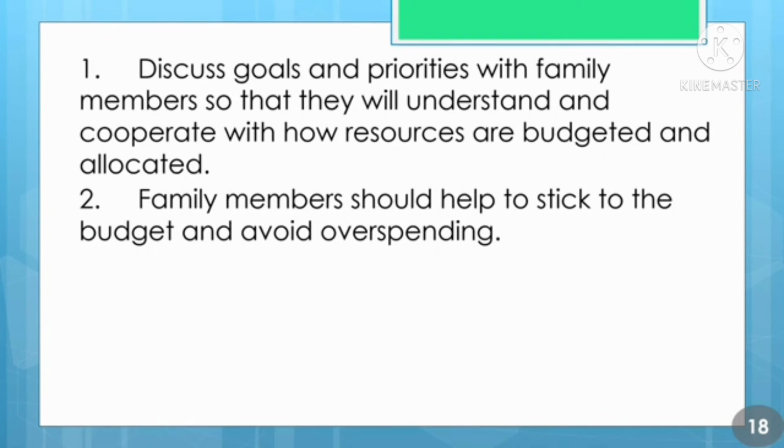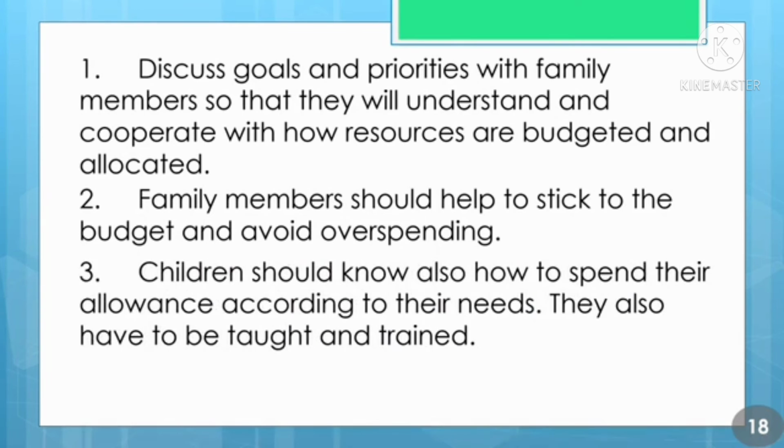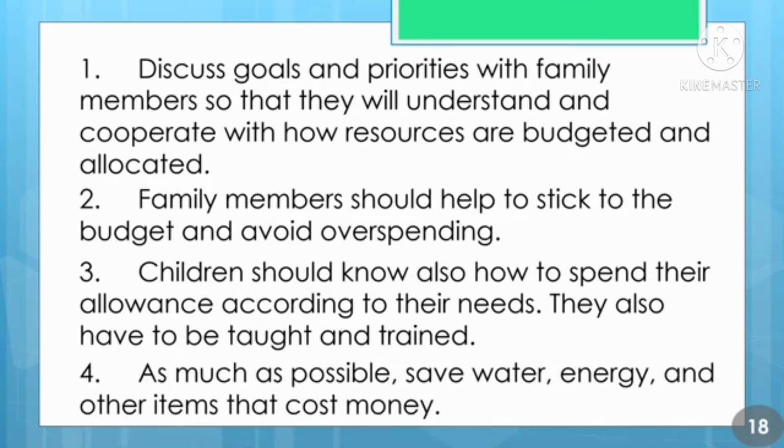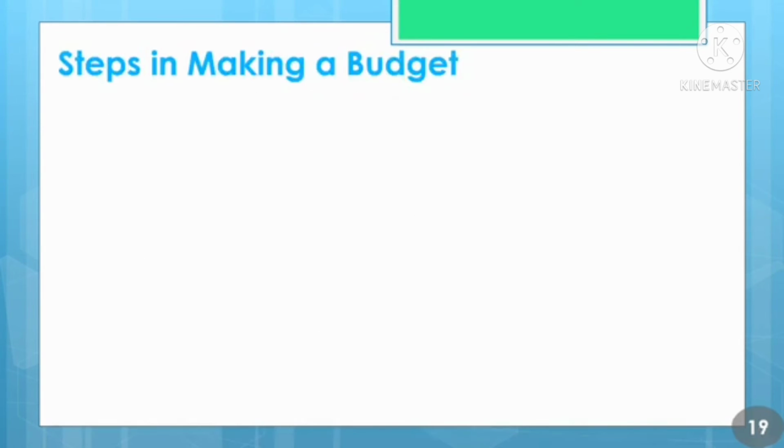Family members should help to stick to the budget and avoid overspending. Children should also know how to spend their allowance according to their needs. They also have to be taught and trained. As much as possible, save water, energy, and other items that cost money.